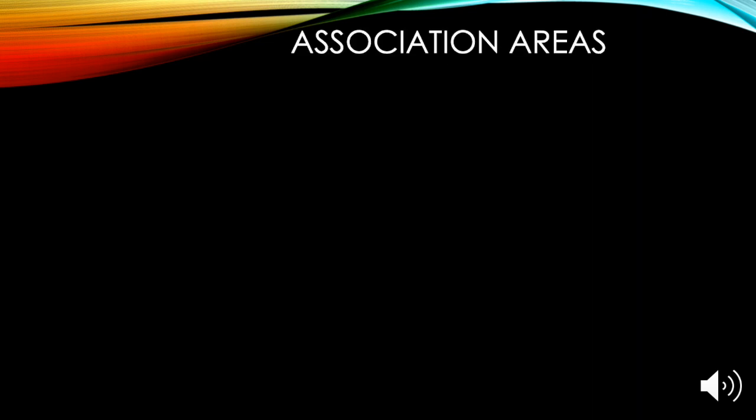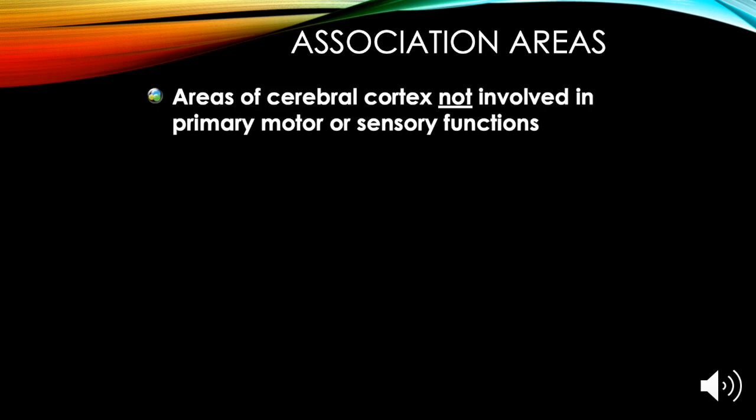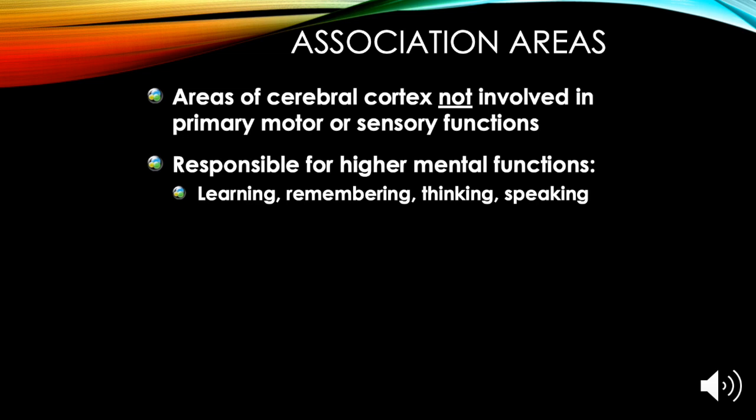So let's talk about some association areas of the brain. Association areas are areas of the cerebral cortex that are not involved in primary motor or sensory functions. Those are what are responsible for our ability to learn, our ability to think and speak and remember things, our ability to have those meaningful cognitive thoughts.